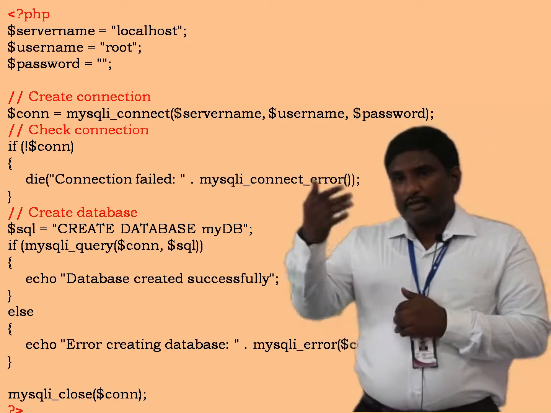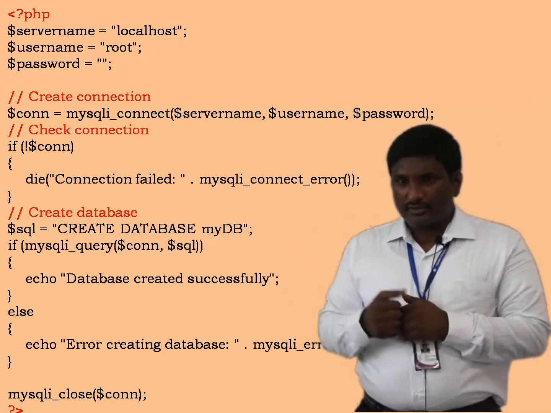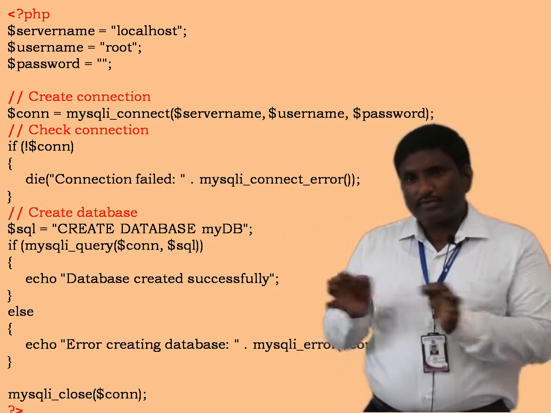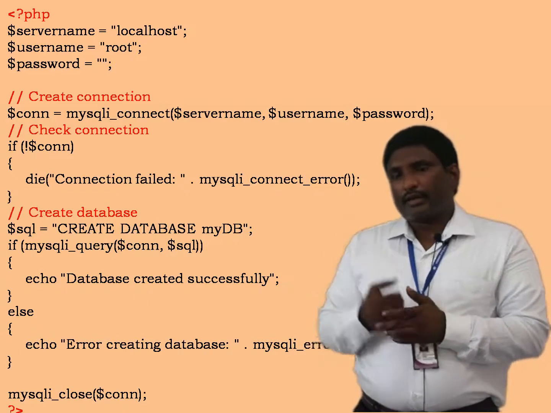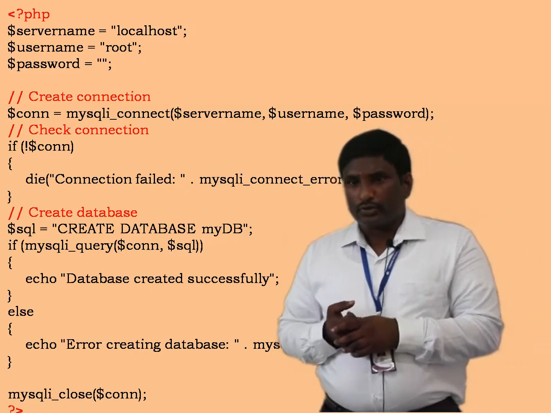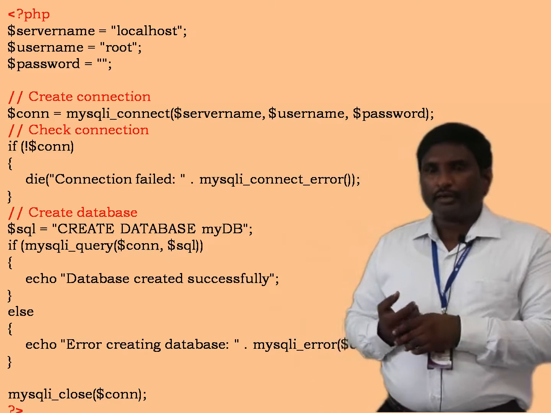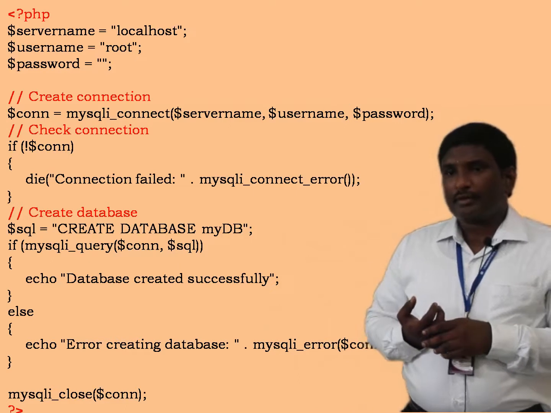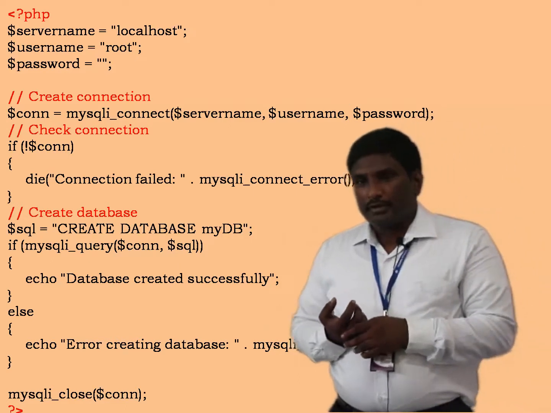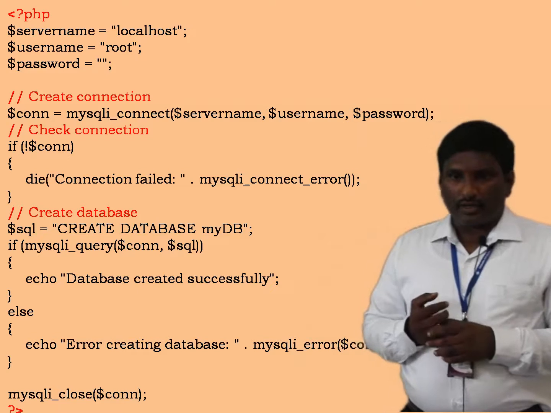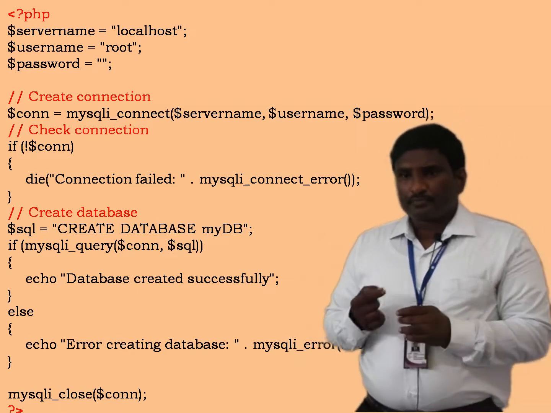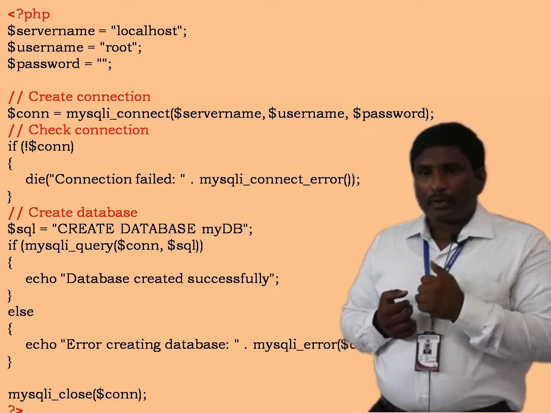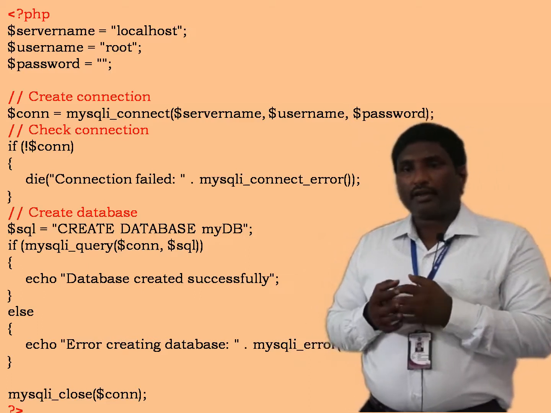So I check whether the connection is created or not. Initially, whatever program you write, first you need to check whether the connection is established or not. If not, the corresponding error will be displayed on the console. If connected, then we need to create a database, right? The CREATE DATABASE SQL, with the database name MyDB, is assigned to $sql. So I need to execute this query, right? So I need to pass this query to mysql_query.